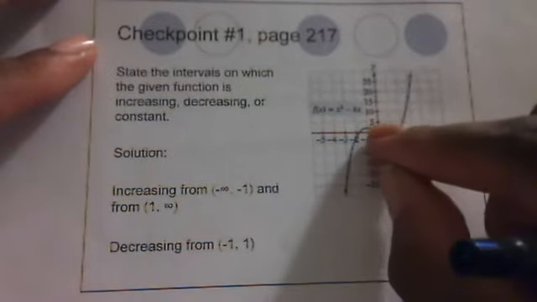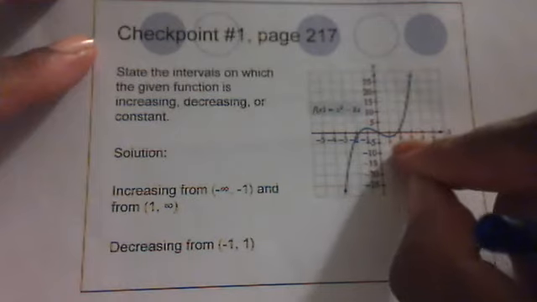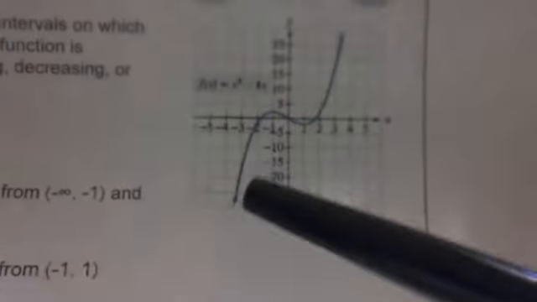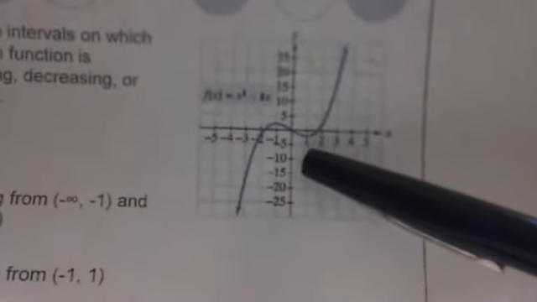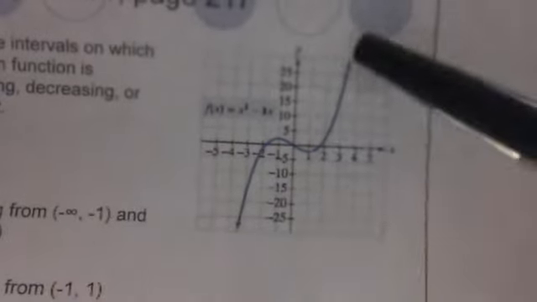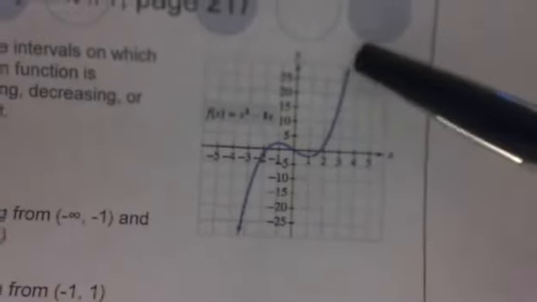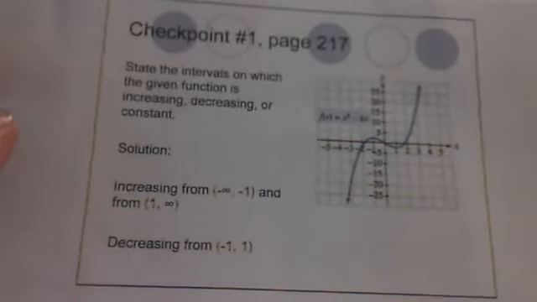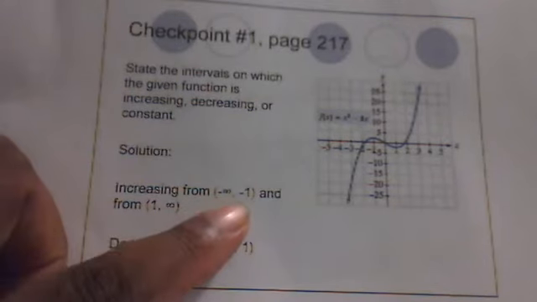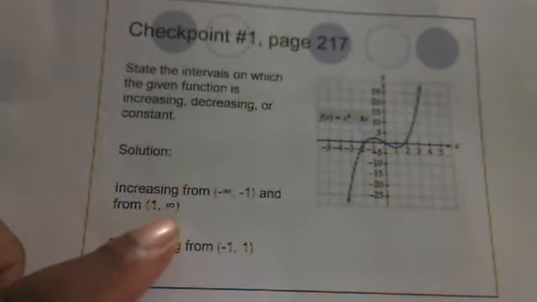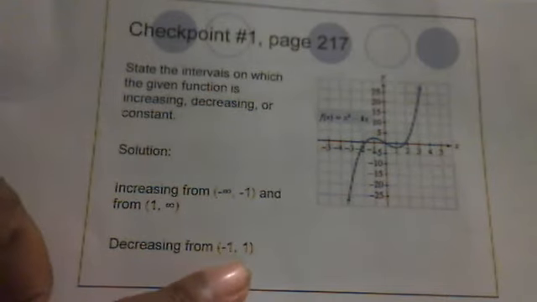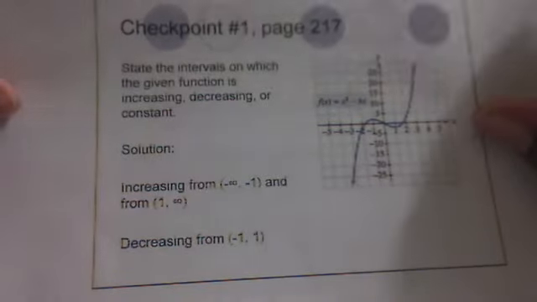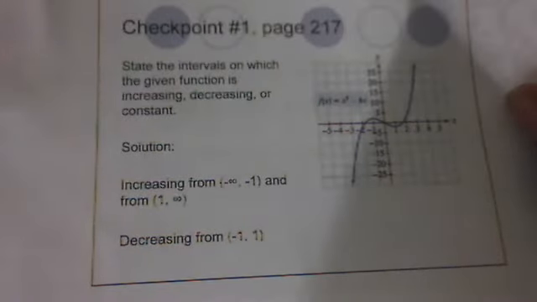And then it starts decreasing between negative 1 and positive 1. Then after positive 1, it starts increasing again from 1 to infinity. So these are the intervals where the function is increasing: from negative infinity to negative 1, and from 1 to infinity. And it's decreasing between negative 1 and positive 1. And it's always open intervals, and we're only dealing with the x coordinates in this case, not the y coordinates.